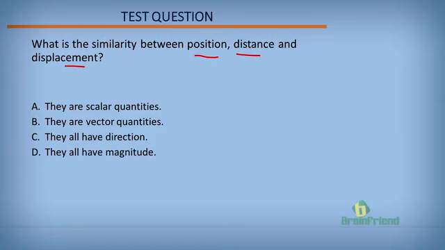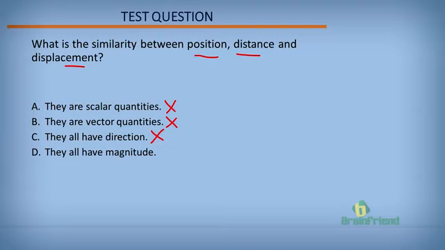Now, option A says they are scalar quantities. That means position, distance, and displacement are scalar quantities. Is that correct? No, because the only scalar quantity amongst the three of them is distance. Option B, they are vector quantities. That is also incorrect, because only position and displacement are vector quantities. C, they all have direction, which is also very wrong, because position has a direction, distance does not have a direction, and displacement has a direction.